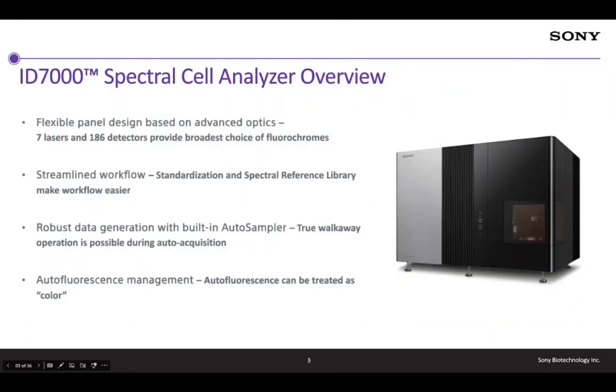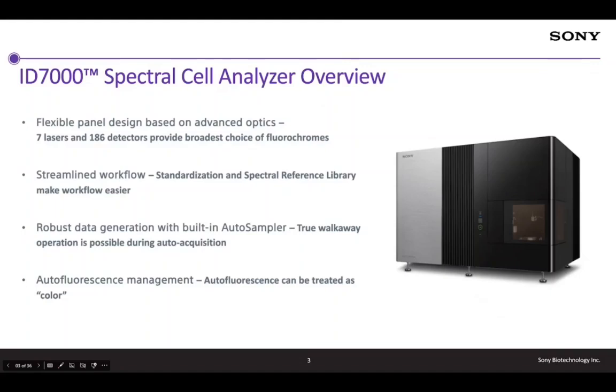So a quick introduction to the ID7000. As I said before, we have up to 7 lasers and 186 detectors that you can get on the ID. You can use just about any fluorochrome that's out there on this instrument. We have really streamlined, easy workflows. So we're going to be talking today about the standardization and a little bit about the spectral reference library. That makes your workflow a lot easier and a lot more flexible, so a lot more choices in how you go about your workflows.